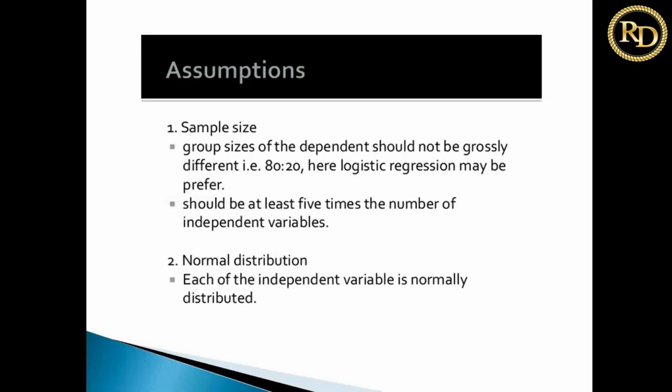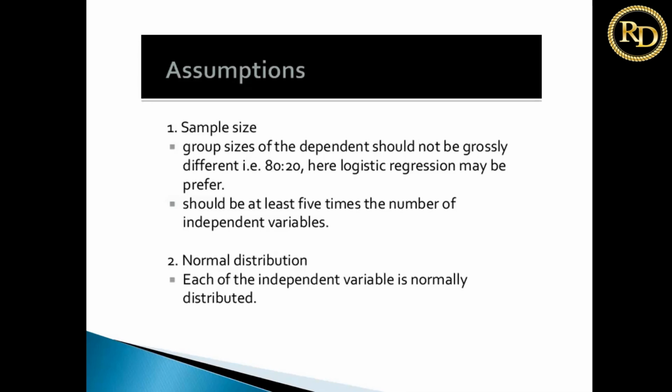definitely the sample size should be at least 5 times the number of independent variables. So how many independent variables are included in the analysis? The observations must be 5 times the number of independent variables under consideration.